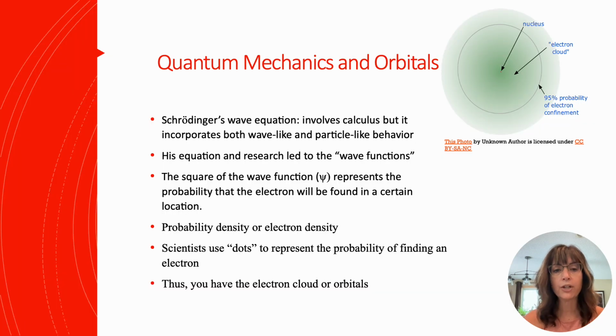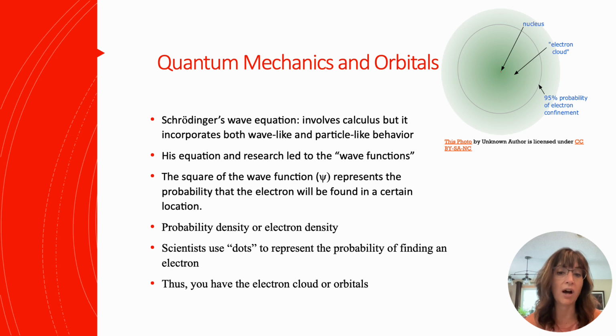Then came Schrödinger and his wave equation. It involved a lot of calculus, but it incorporated both the wave and particle-like behavior of electrons. It led to wave functions, which basically just says that there's a probability of where we're going to find the electron. We call this electron density or a probability density. And this is where that whole electron cloud or electron orbital came from.